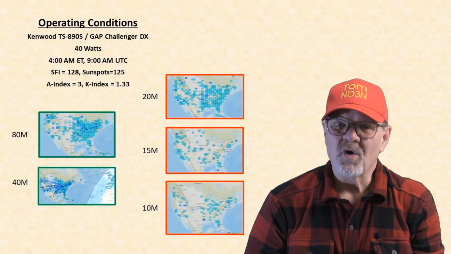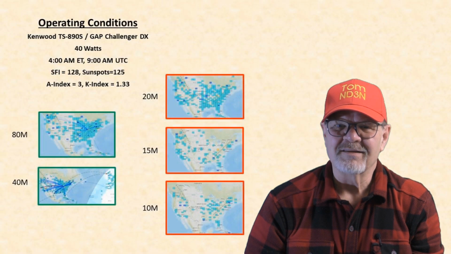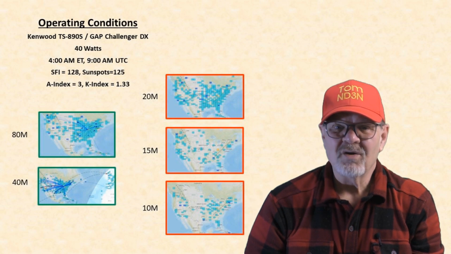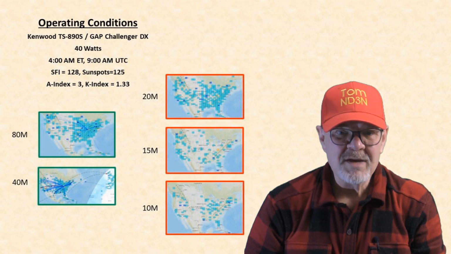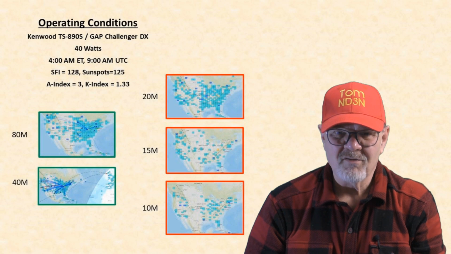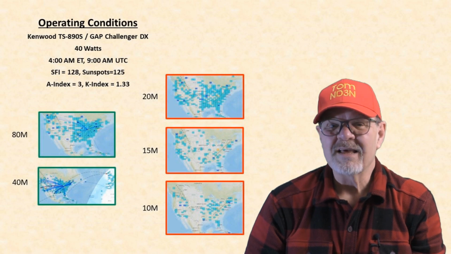20 meters has joined 15 and 10 meters and has given up the ghost, while 80 meter is providing not only good coverage in the U.S., but some Caribbean DX. 40 meters has even better U.S. coverage, as well as tickling Southern Europe.